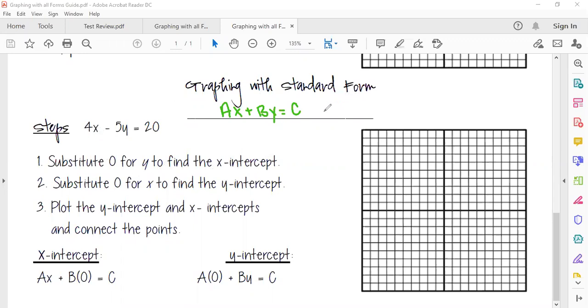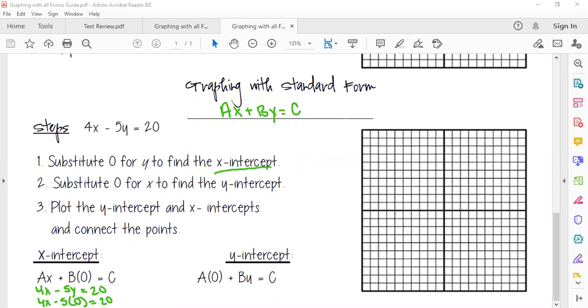We're not actually worried about point or slope. We're going to find our x and y intercepts. So the first thing we're going to do is substitute 0 in for y to find the x-intercept. Wherever we want to find the x-intercept, y is 0. My example is 4x minus 5y equals 20. I'm going to replace the y with a 0 because that is on the x-axis, where the x-intercept is, and y is 0.